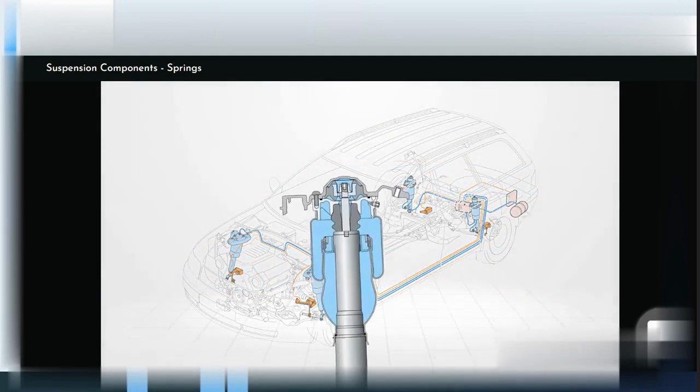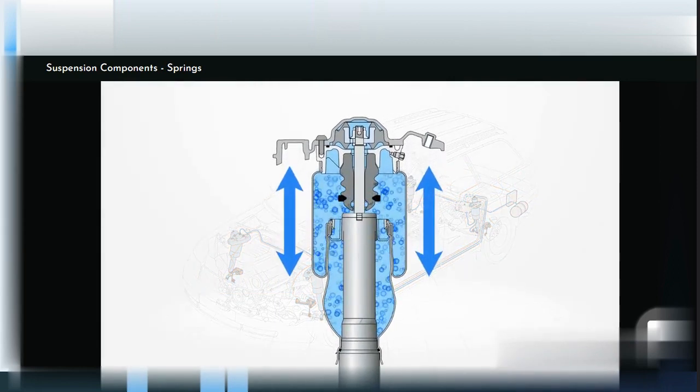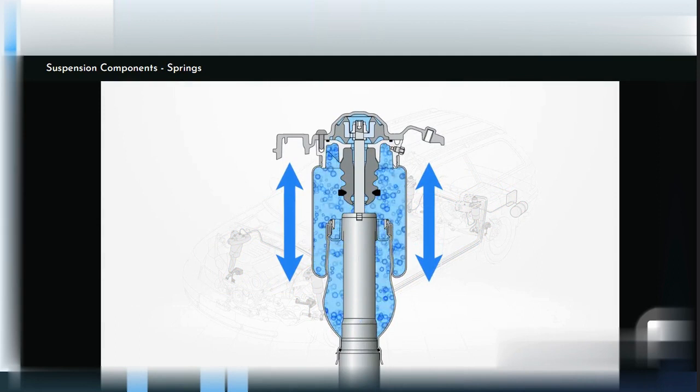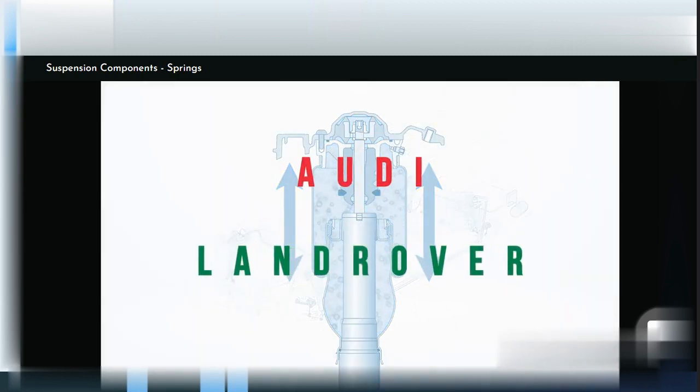The rubber bellows does not provide force or support load. The column of air does this when inflated. Although much more popular in heavy vehicle applications, air springs are still utilised by manufacturers like Audi and Land Rover in their current passenger vehicles.